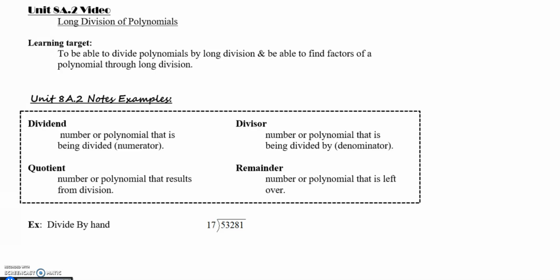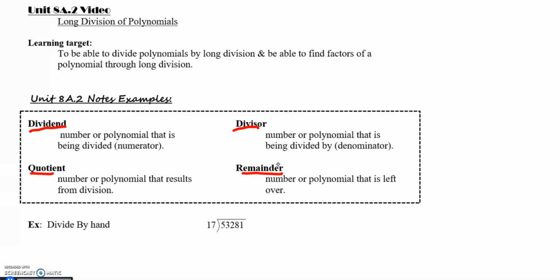First, we have a bunch of vocabulary, which will make more sense as we go. We have something called a dividend, which is the number or polynomial that is being divided into. We have the divisor, which is the number or polynomial that is being divided by; that one is doing the work. We have the quotient, which is the answer to a division problem. And we have the remainder, which is the amount that is left over.